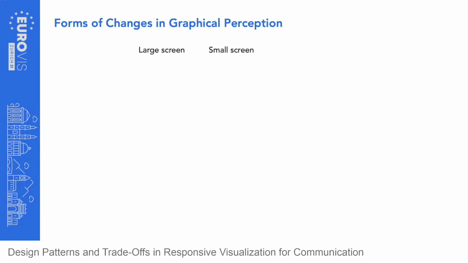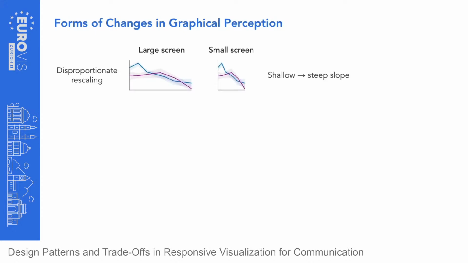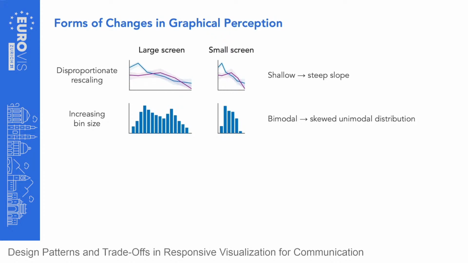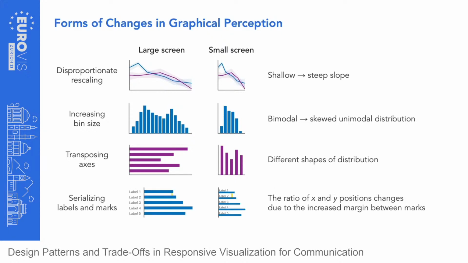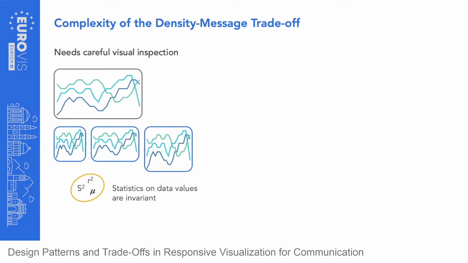In particular, graphical perception between different versions of responsive visualization can change for various reasons. For example, disproportional rescaling, like reducing width, can make a slope steeper. Increasing bin size can hide some distributional details. Transposing axes often results in different shape of distributions between responsive views. Lastly, if an author serializes labels and marks, the ratio of X and Y positions changes due to the increased offset between the marks.